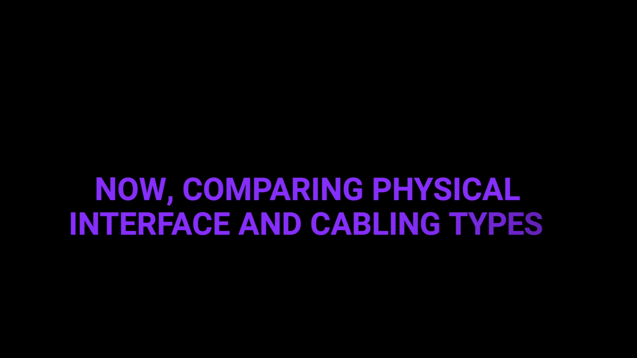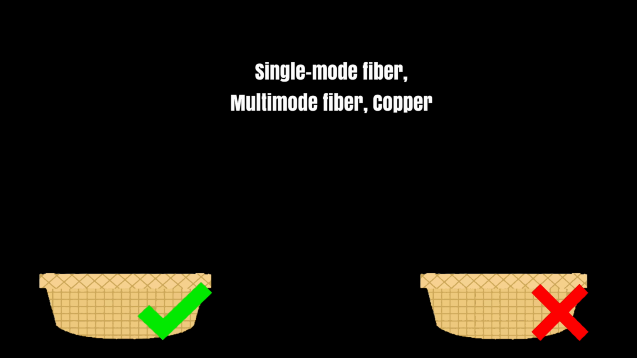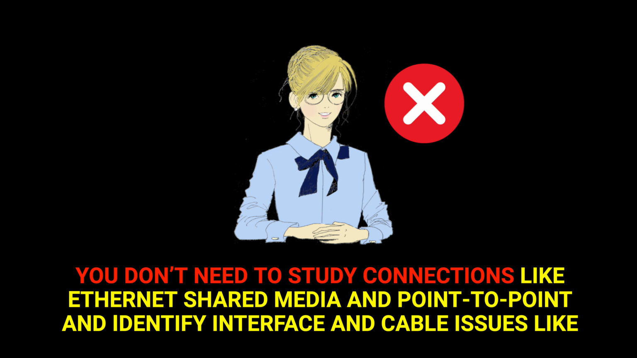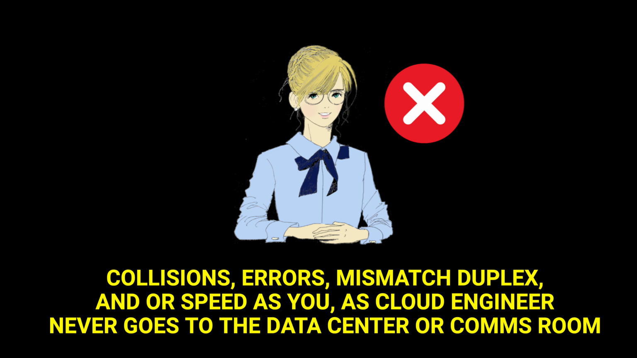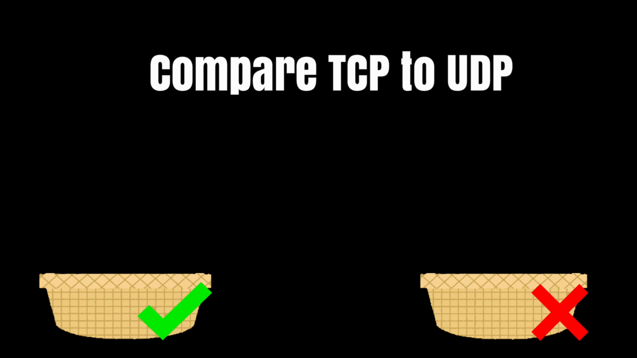Now, comparing physical interface and cabling types. Single-mode fiber, multi-mode fiber, and copper. These are not needed for cloud engineers, so you don't need to study connections like Ethernet, shared media and point-to-point, and identify interface and cable issues like collisions, errors, mismatched duplex, and/or speed, as a cloud engineer never goes to the data center or comms room. Comparing TCP to UDP is definitely valuable knowledge, so it's for the green bucket.